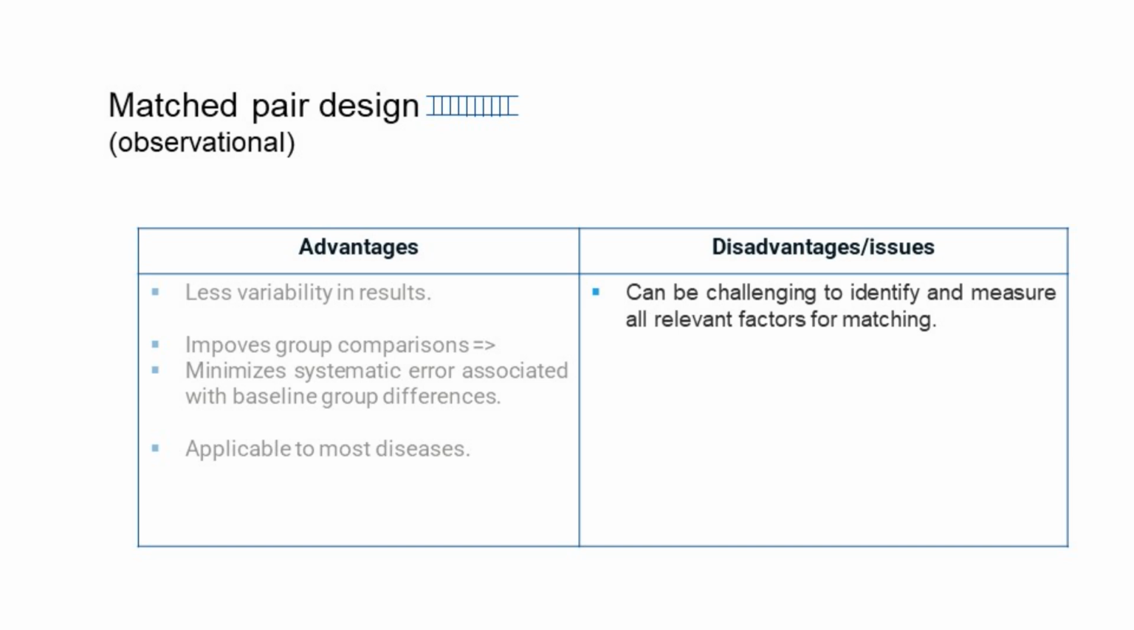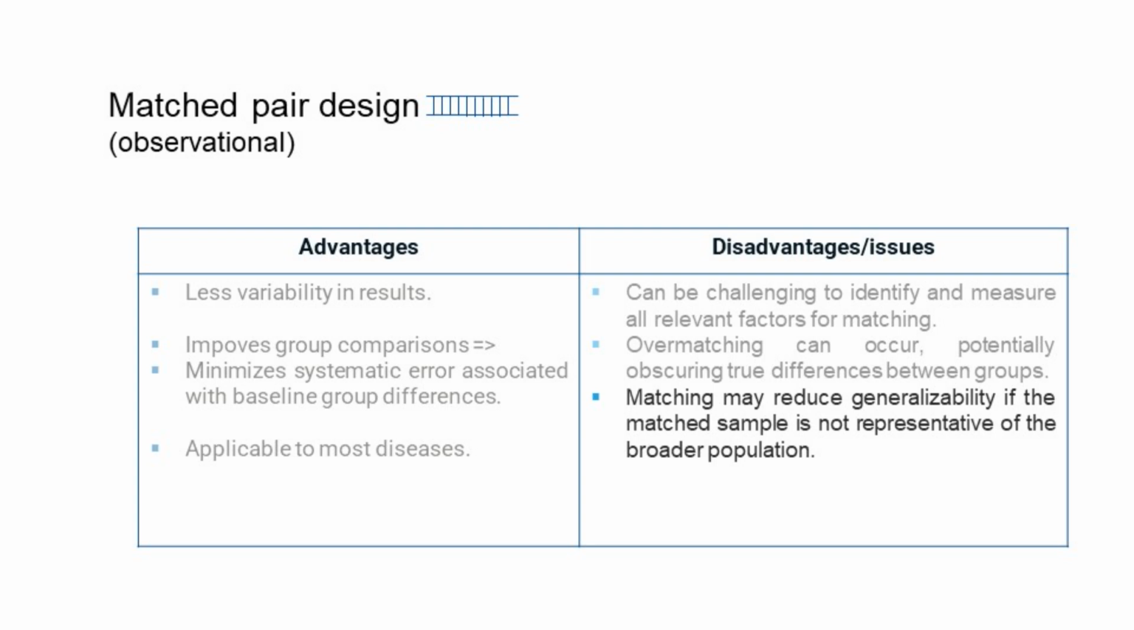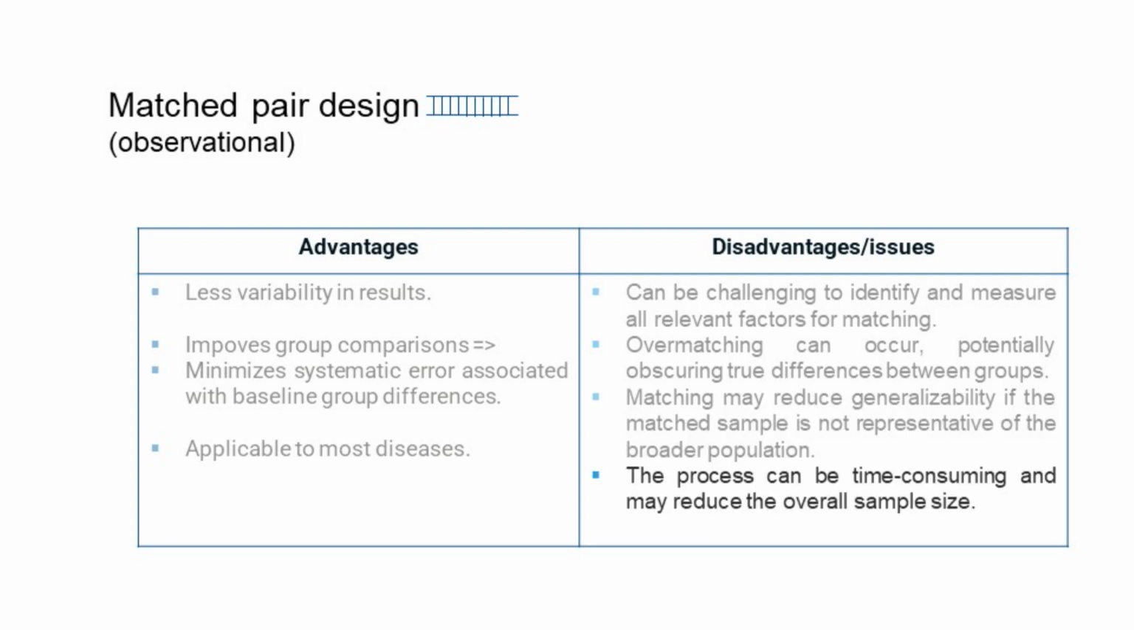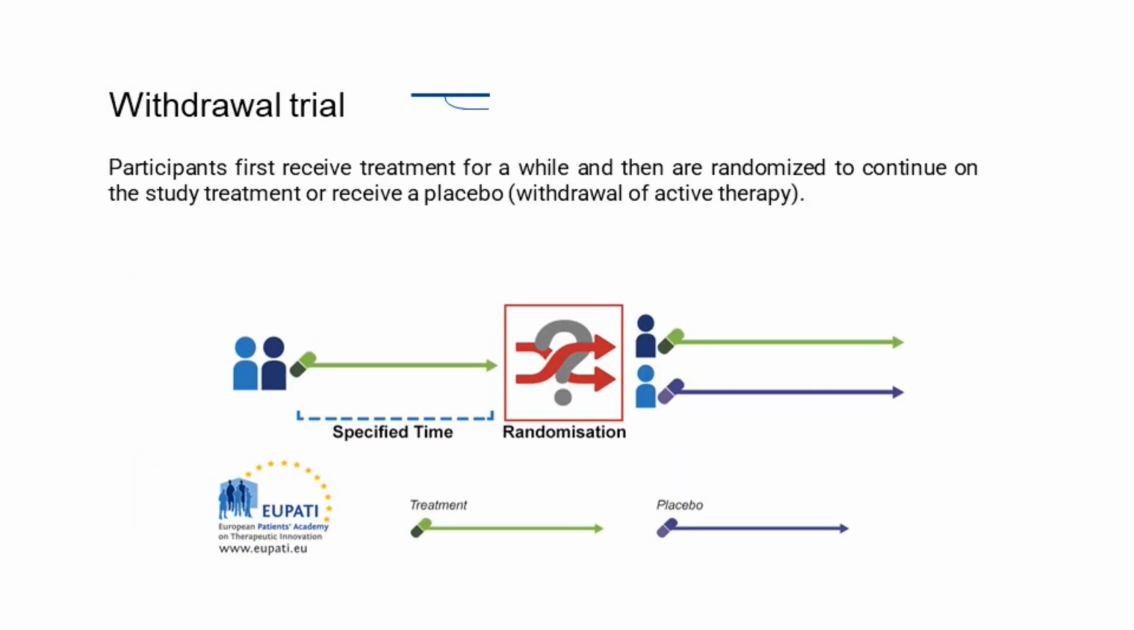It can be challenging to identify and measure all relevant factors for matching. Overmatching can occur, potentially obscuring true differences between groups. Matching may reduce generalizability if the matched sample is not representative of the broader population. The process can be time-consuming and may reduce the overall sample size. And there is a risk for observation bias. Researchers must carefully consider which factors are most important to match on, balancing the need for control against practical constraints and study goals.